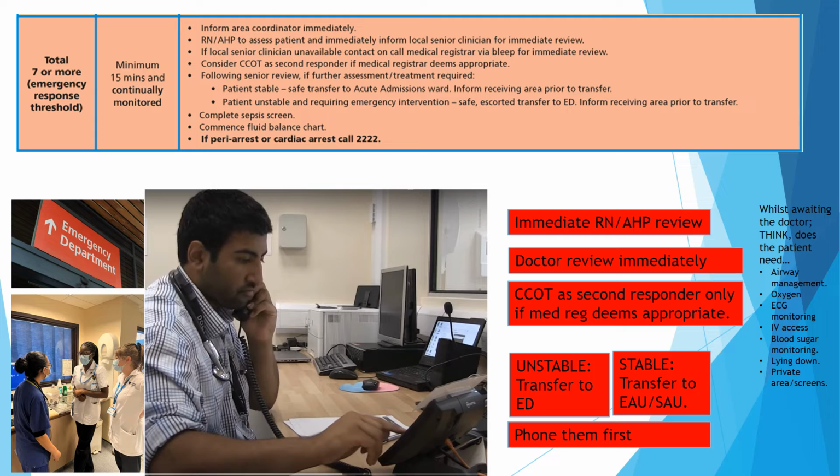Following the senior doctor review, if further assessment or treatment is needed, there are 2 options. If the patient is stable, they will have a safe transfer to an acute admissions ward, so SAU or EAU. If the patient is unstable and they require emergency intervention, then they should have a safe escorted transfer to the emergency department. In both of these cases, please inform the receiving area prior to transfer. Please complete a sepsis screen for these patients and commence a fluid balance chart.